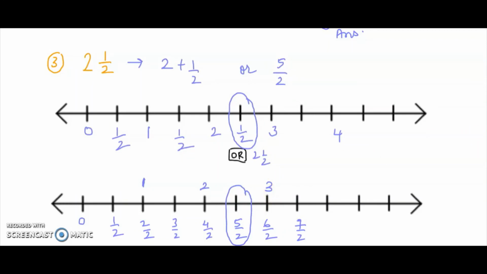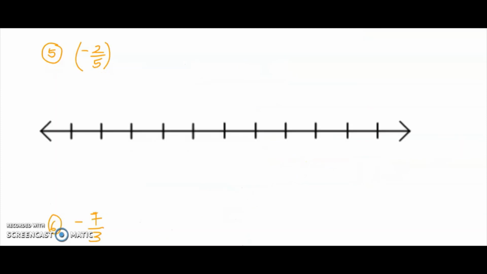Okay, let's take the next, that is negative numbers. So negative numbers will always lie on the left side of the 0. So this time I'm going to put my 0 on the right extreme corner, because all my fractions are going to be on the left side. So what is minus 2 by 5? So I'm going to label it like this.